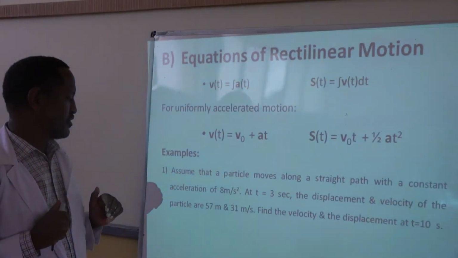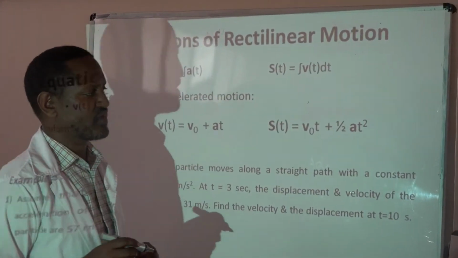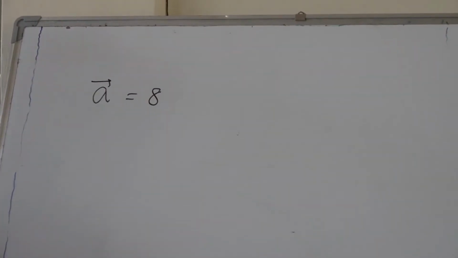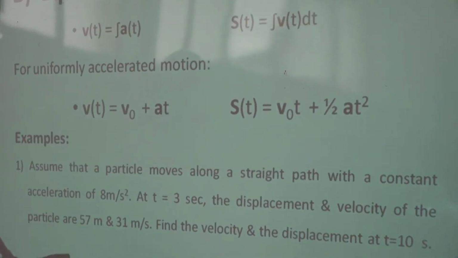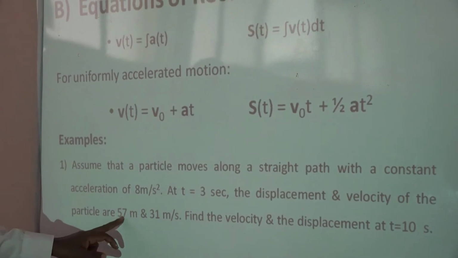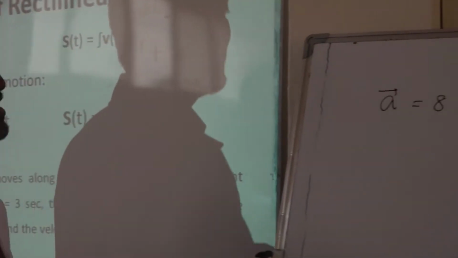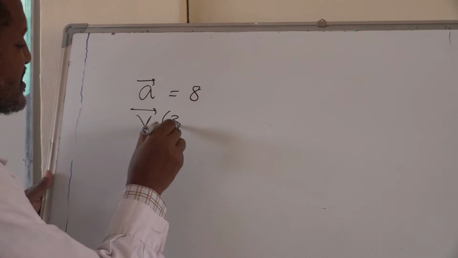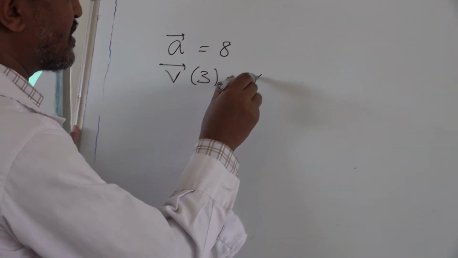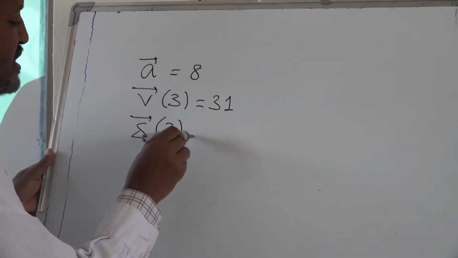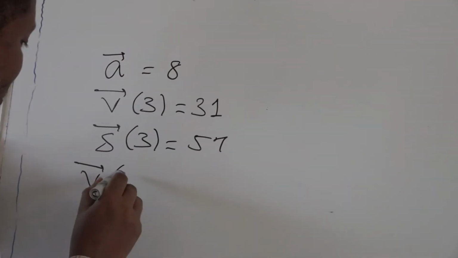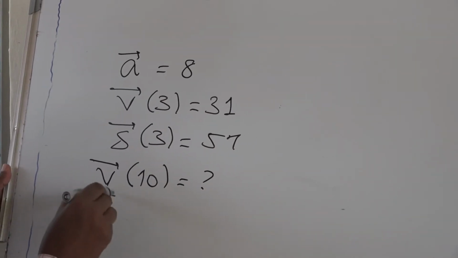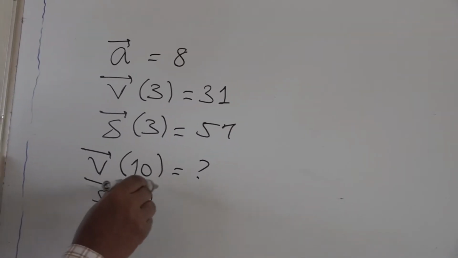Okay. Now in this problem we have given a constant acceleration that is 8 meter per second square. So acceleration is constant, it is not time dependent, and that is equal to 8 meter per second square. And the question is to find displacement and velocity at time t equals 10 seconds, given that displacement and velocity at time t equals 3 seconds are 57 meter and 31 meter per second. So we have given velocity at t equals 3 seconds to be 31 meter per second, and displacement at t equals 3 seconds to be 57 meter. And the question is to find velocity and displacement at t equals 10 seconds.